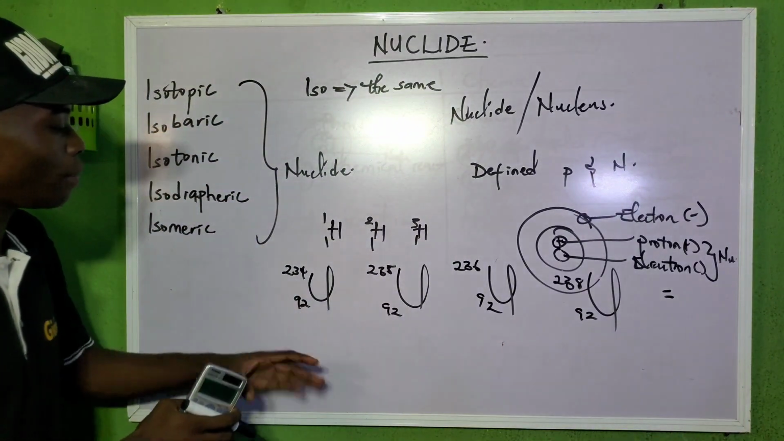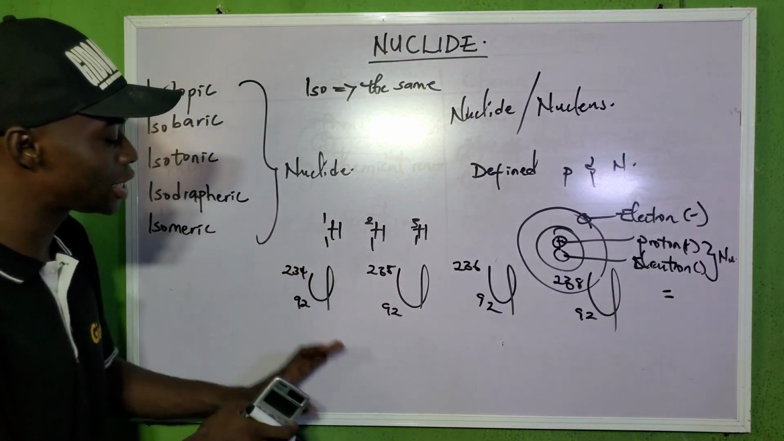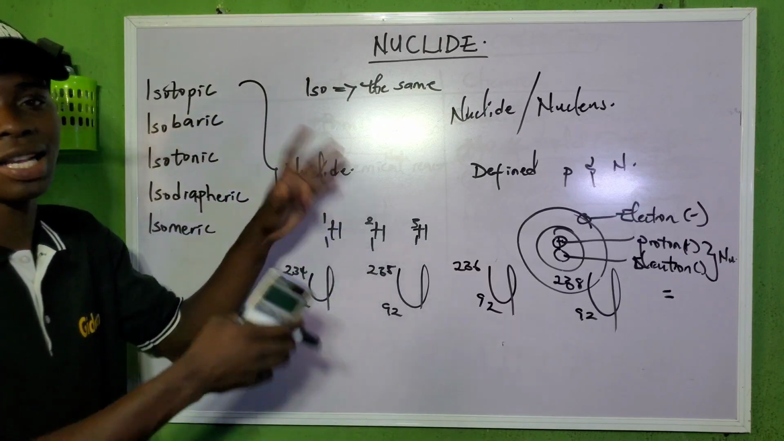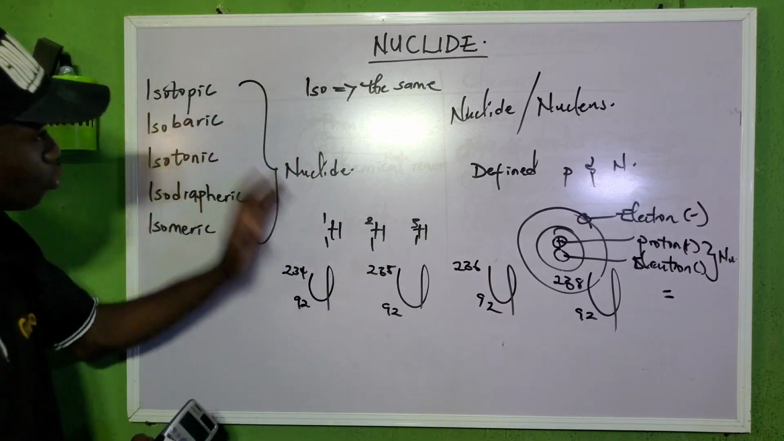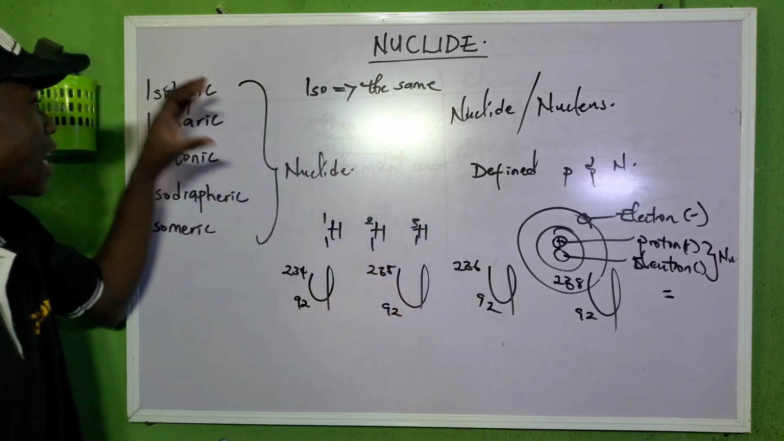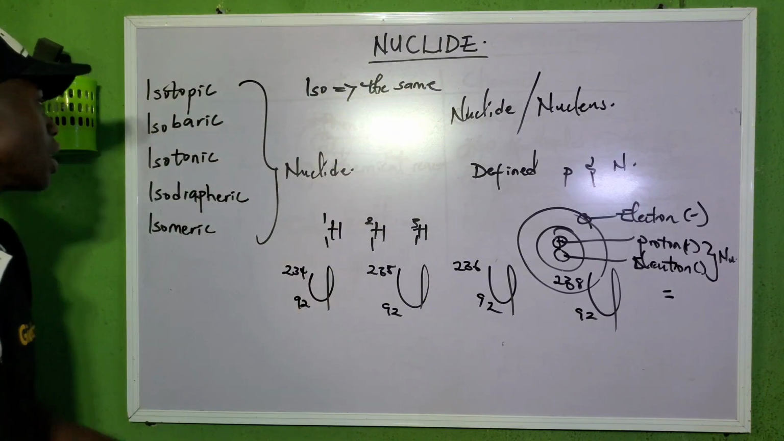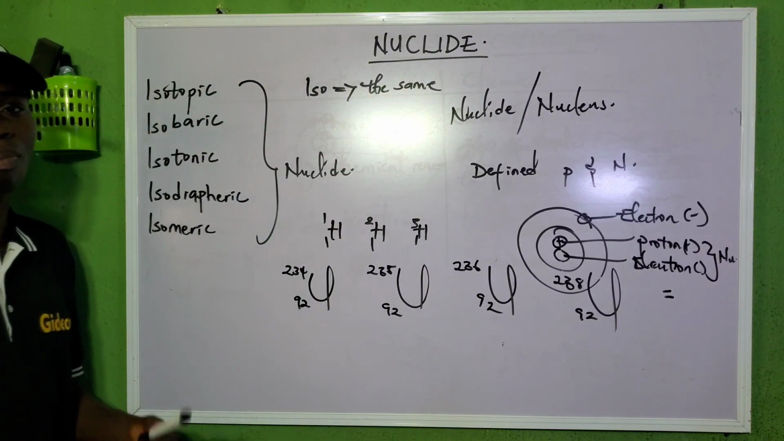So if you don't know, same elements having the same proton number but different mass number are called isotopes. So this nuclide is an isotopic nuclide. Then the next one we have there is isobaric.